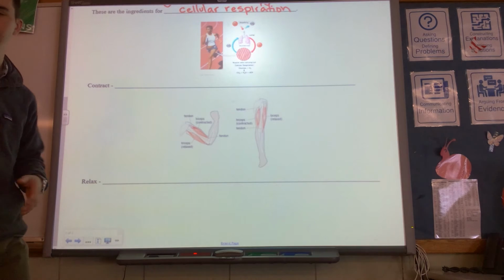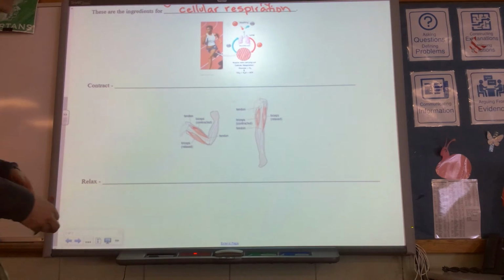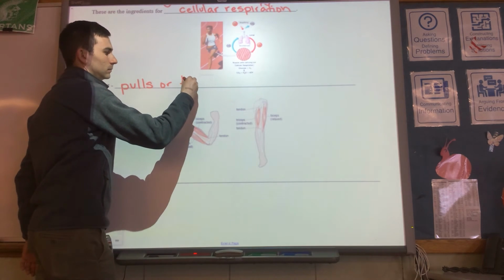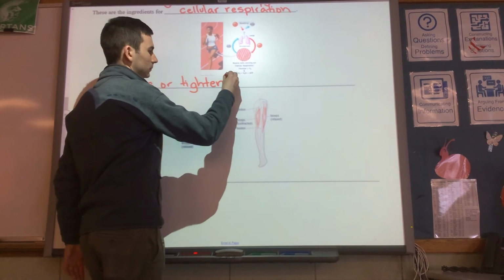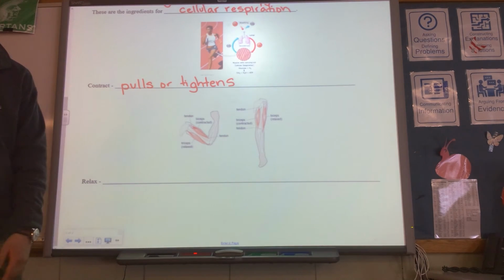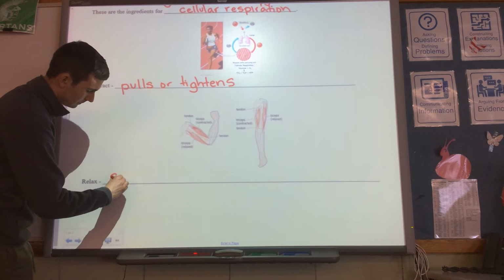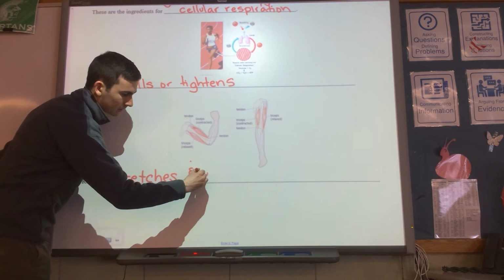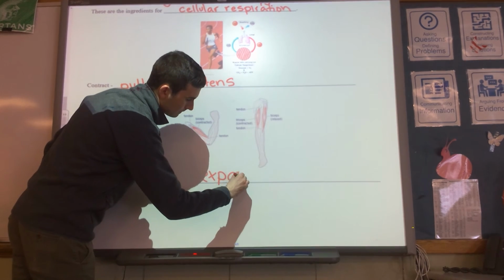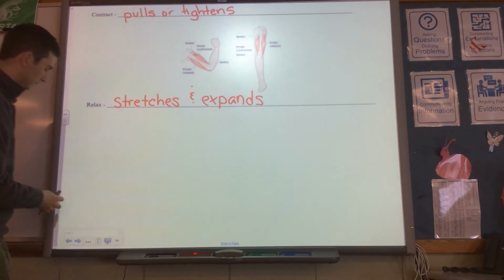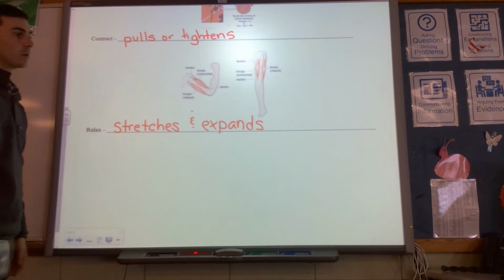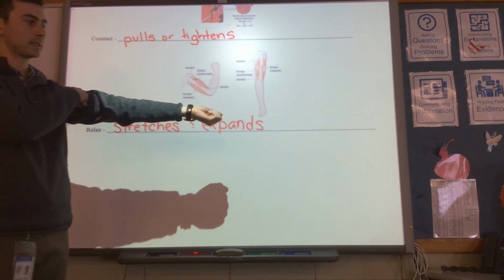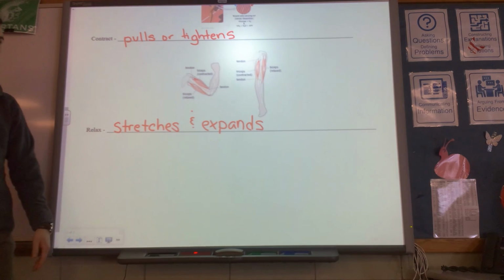Muscles do contract and relax. Contract is just a word that means it pulls or tightens. And then relax, it stretches and relaxes, or expands. So when we move our arm in, our bicep is going to contract, it's going to pull and tighten. When we relax, our bicep will stretch and expand.